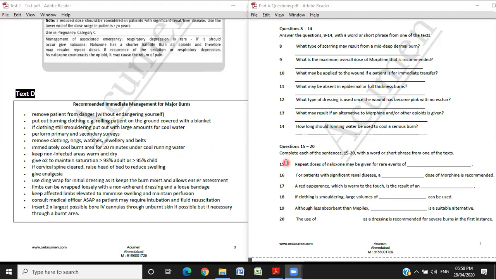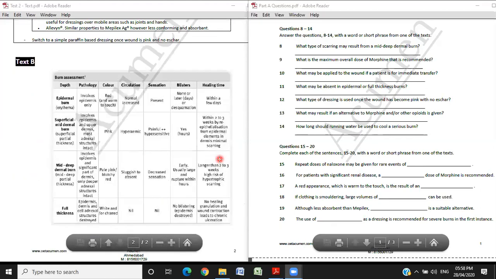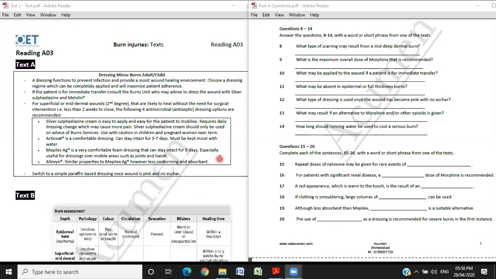Okay. Now from 15th to 20th, I'm not going to help you with anything. I would just keep the text here. You have to find out what the keywords are, what kind of information you need, and you have to find the answer from the text. I will keep each text for 1.5 minutes or maybe 2 minutes, and you have to answer these 6 questions.